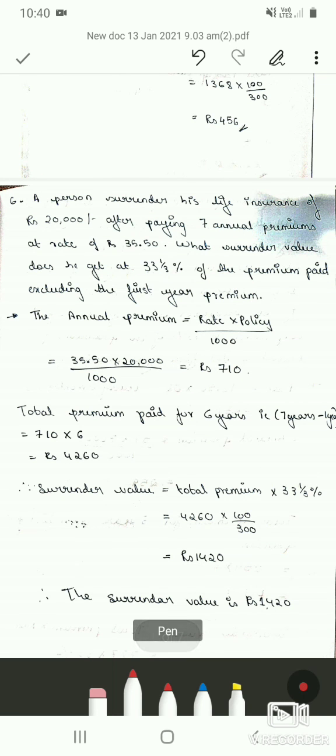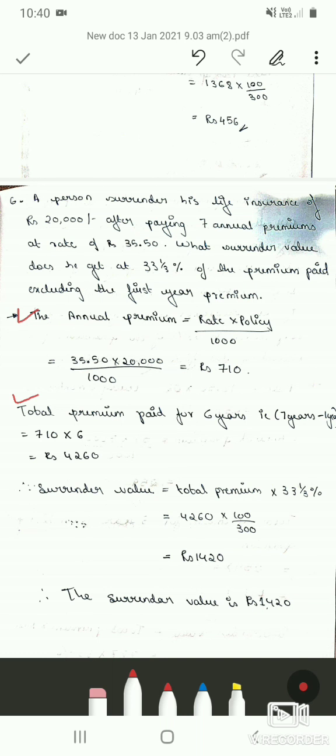So the sixth question is, a person surrendered his life insurance of rupees 20,000 after paying 7 annual premiums at the rate of rupees 35.50. What surrender value does he get at 33.33% of the premium paid excluding the first year premium? So even this is a similar problem like the fifth problem. So first, let us calculate the annual premium, that is rate into policy by 1000. The rate is rupees 35.5 and the policy amount is 20,000. Therefore the annual premium would be rupees 710.